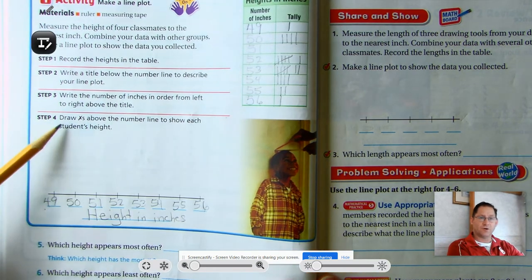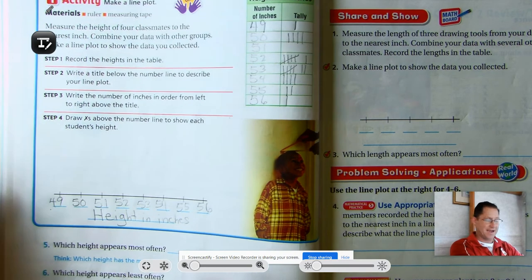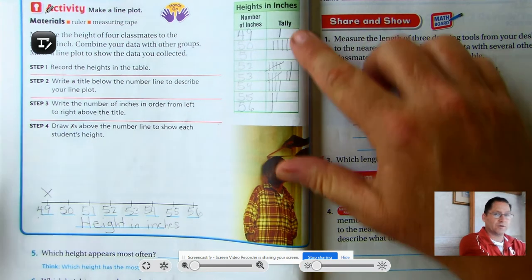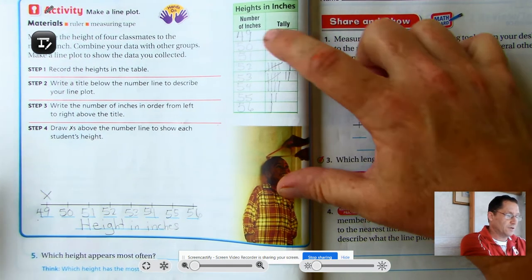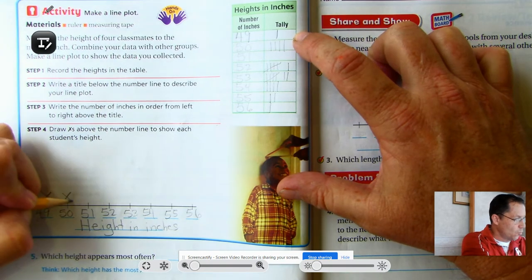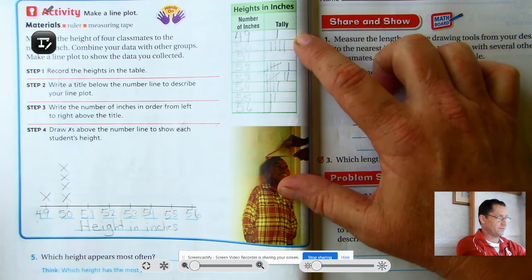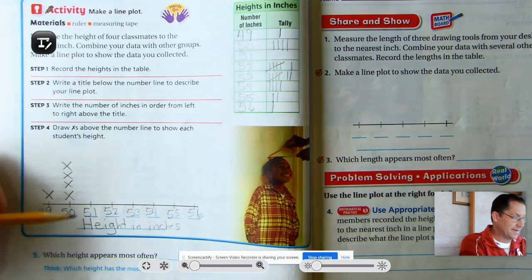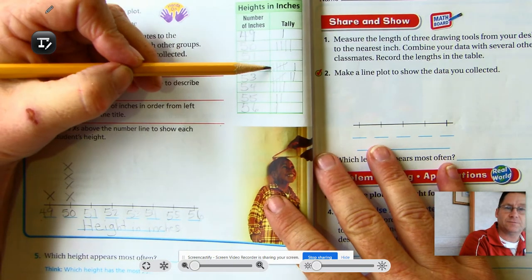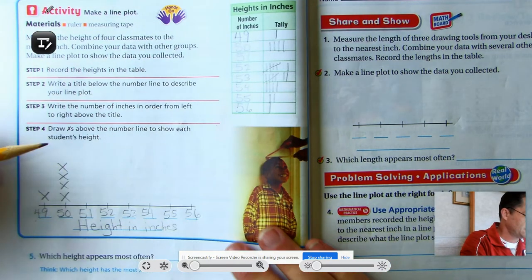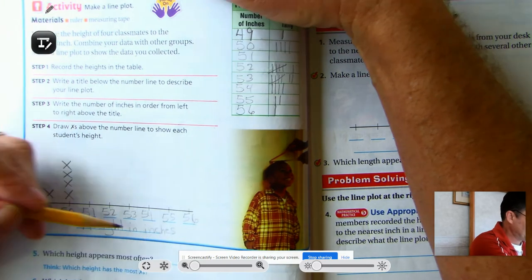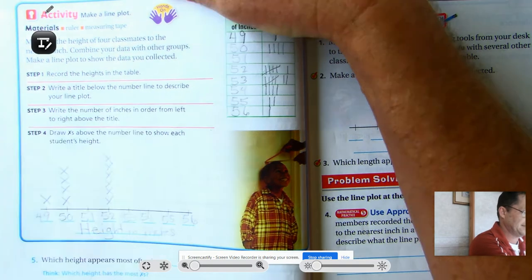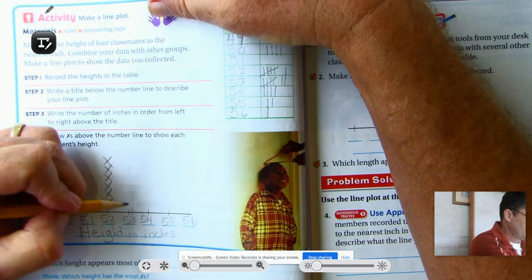Now, step 4, draw X's above the number line to show each student's height. Okay, so 49, there was only 1 tally mark. 50, 1, 2, 3, 4. So I should draw 4 X's to represent those students. 51 doesn't have any, so I'm not going to put any X's. 52, we said was 6. So 52, 6. 1, 2, 3, 4, 5, 6. 53, 7.